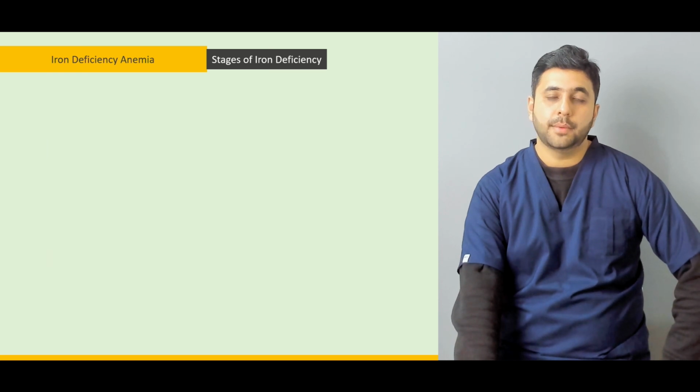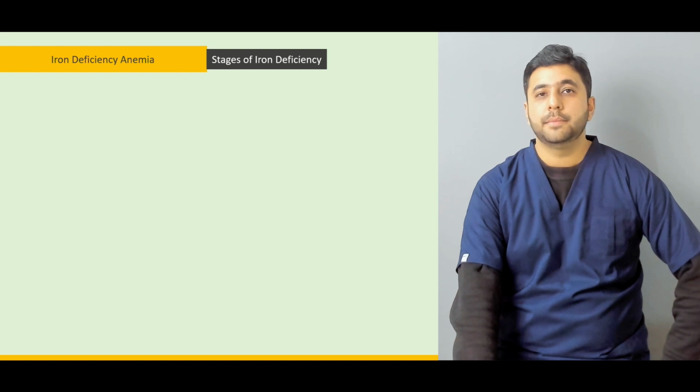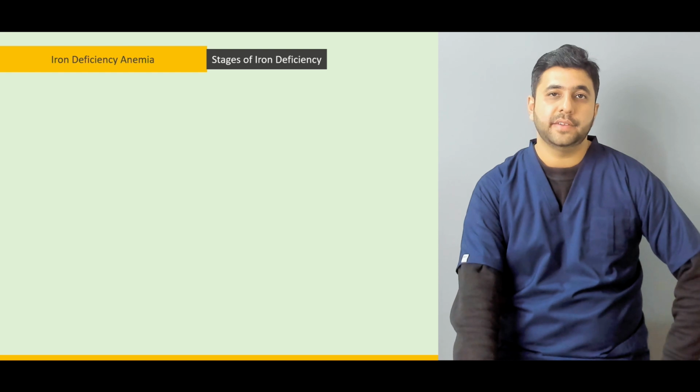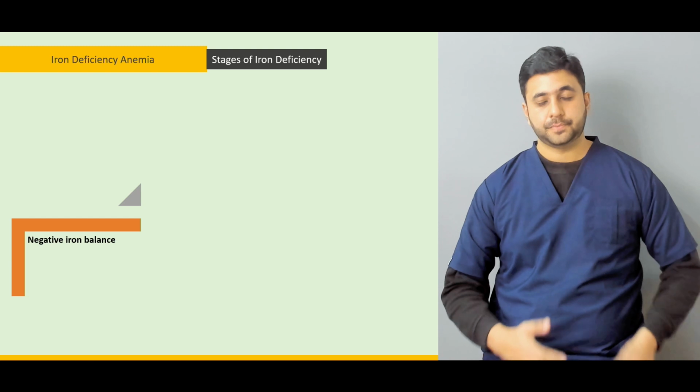Now let's talk about iron deficiency anemia here in slight detail. Iron deficiency, as I told you, is the most common metabolic deficiency in the world, and it does not develop acutely. There are a few stages in which the iron deficiency develops. The number one stage is the negative iron balance.